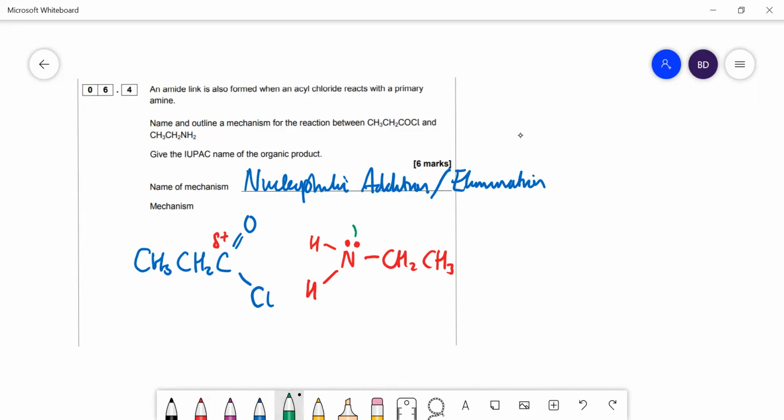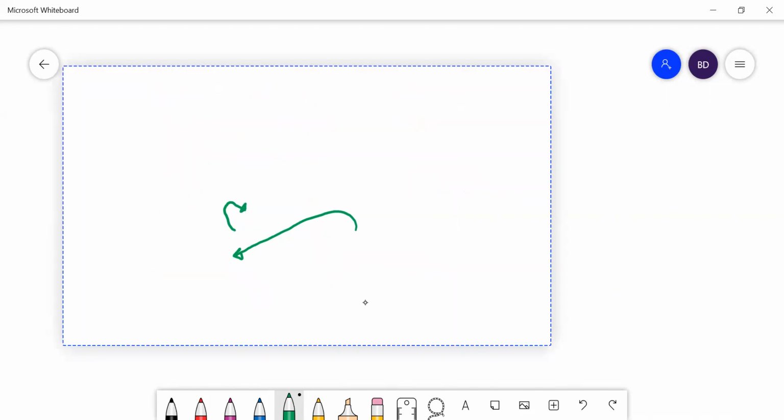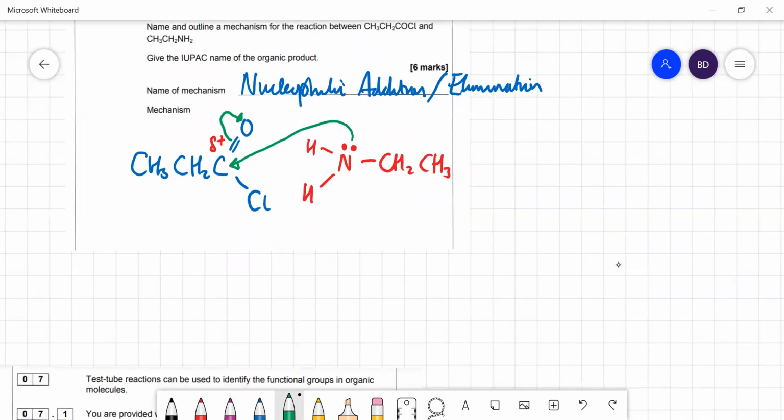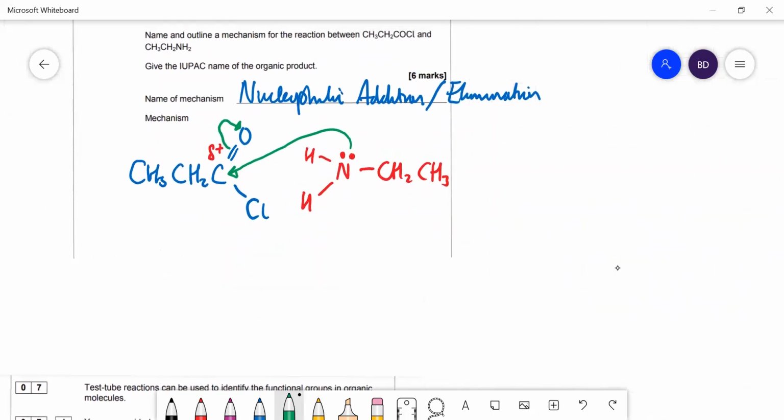So the first curly arrow is going to attack that carbon. That means one of the bonds of this carbon is going to break. It's the pi bond that breaks. The electrons go into the oxygen. So we're going to form this intermediate now. The intermediate we're going to draw is, so we've got CH3, CH2. The oxygen has now become O minus. I'll draw a circle around that.